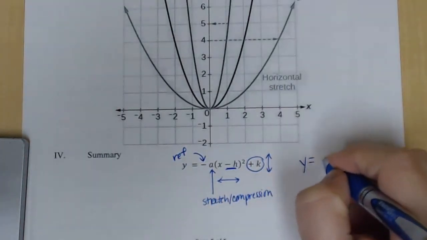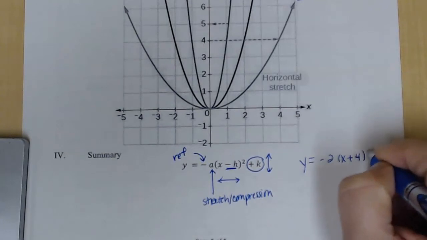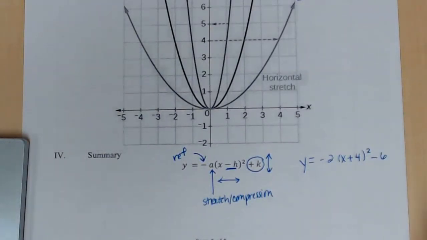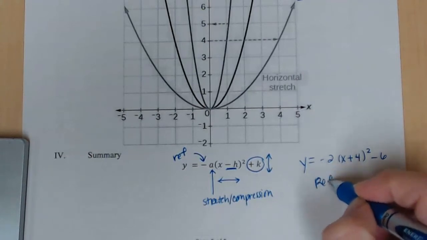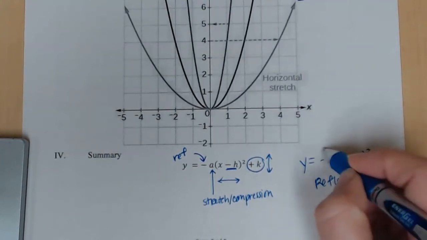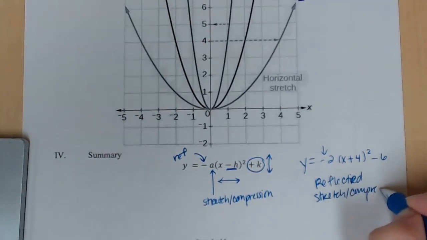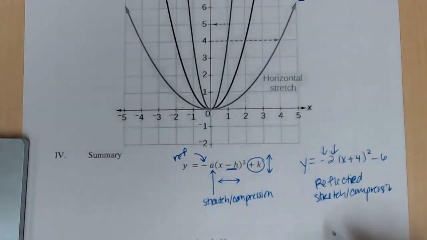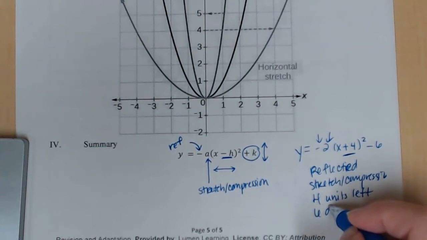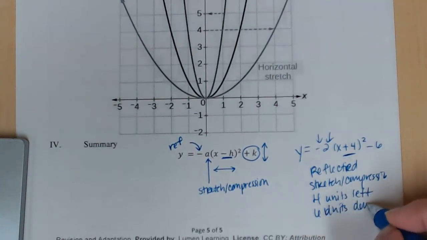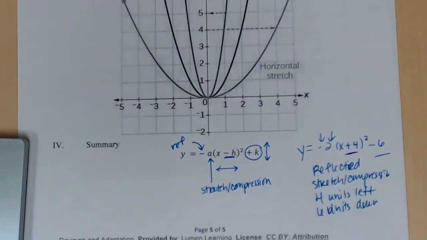And let me do one with numeric values. If you were given something like this, you would have to tell me that it has been reflected. That's that negative right there. That it had a stretch / compression. And that's because of that 2 right there. That it moved 4 units left. That's because of that 4, and it's the opposite of what you think. And that it went 6 units down. And that's because of that -6. So this is how you're going to be posed with a question in terms of the exam, putting together all those transformations. And again, it goes back to your parent functions.